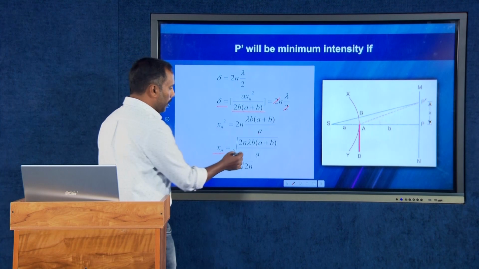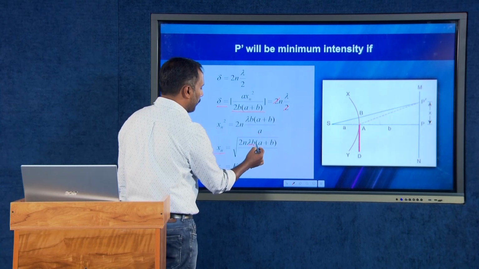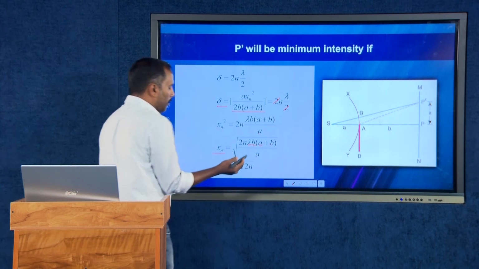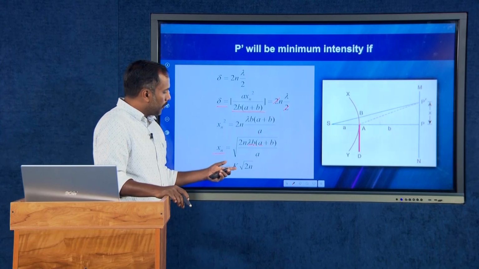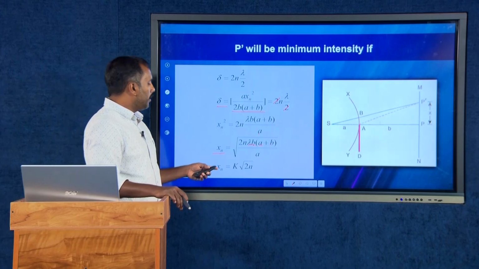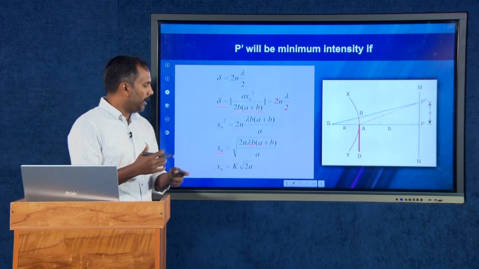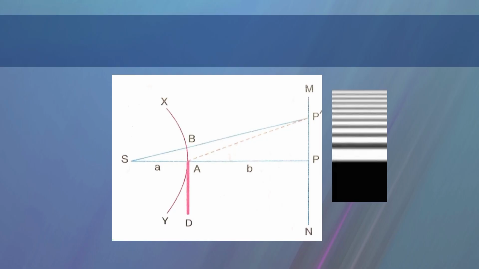In the same way here lambda is a constant factor for a monochromatic wave, and b, a and all are constant, I am taking it as k. Therefore xn is equal to k into root n. That means the position of the nth minimum intensity is directly proportional to square root of 2n. We have this equation for maxima like xn is equal to k into root of (2n minus 1).